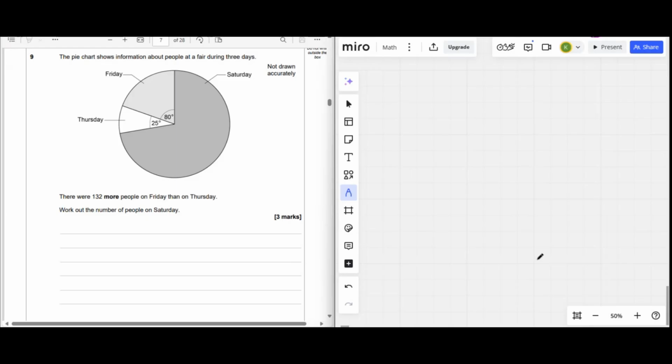The pie chart shows information about people at a fair during 3 days. Thursday, Friday, Saturday. There were 132 more people on Friday than on Thursday. Work out the number of people on Saturday. Okay.